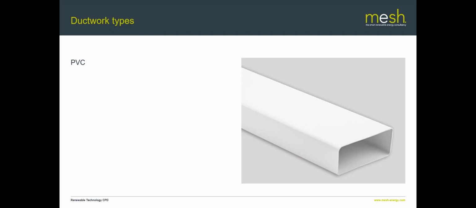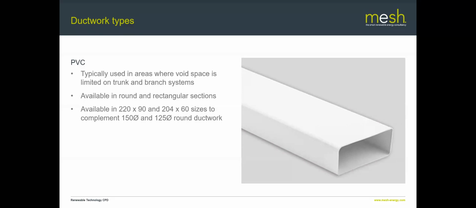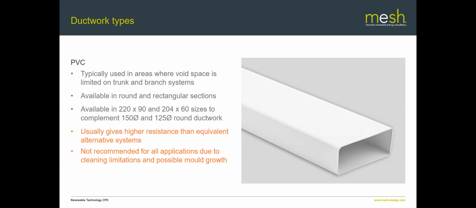So let's have a quick look at PVC. Typically PVC ductwork is used on trunk and branch systems where space is a little bit more limited, because it's typically used in rectangular sections, although it can be bought in round as well. It just allows you to reduce the height of the ductwork a little bit more easily than you can with spiral wound. Some people do get concerned about the resistance.